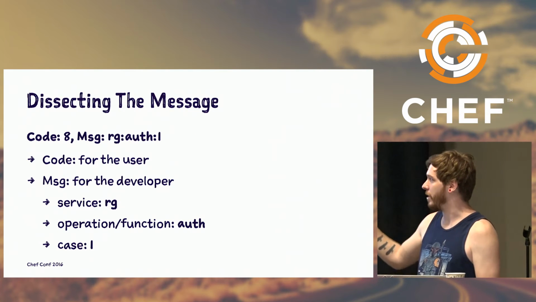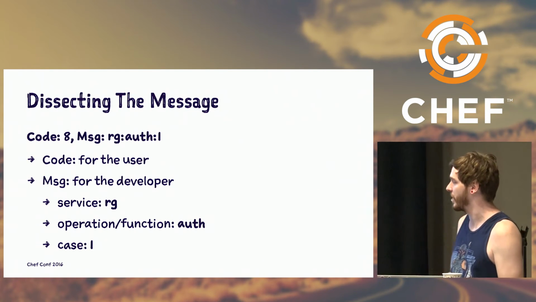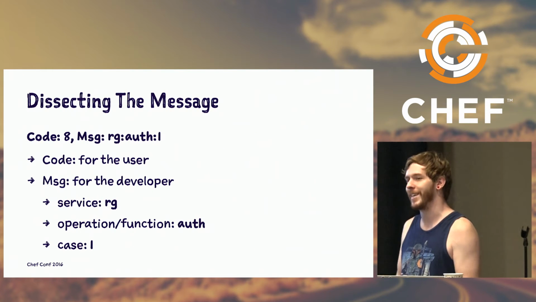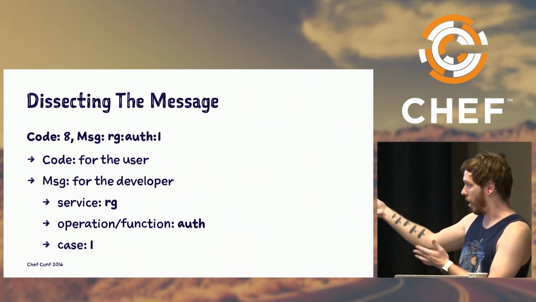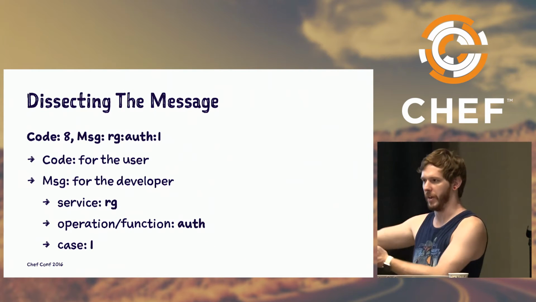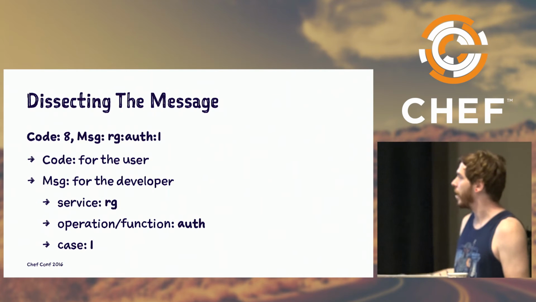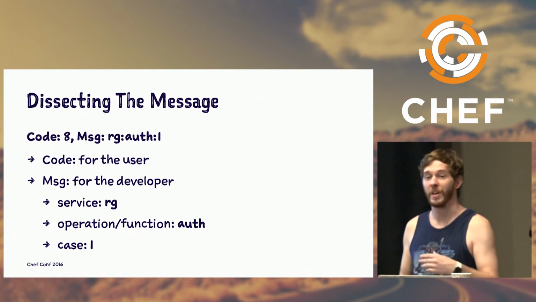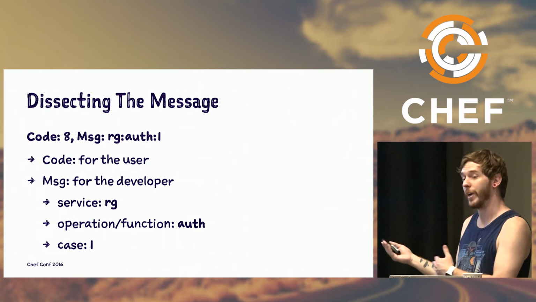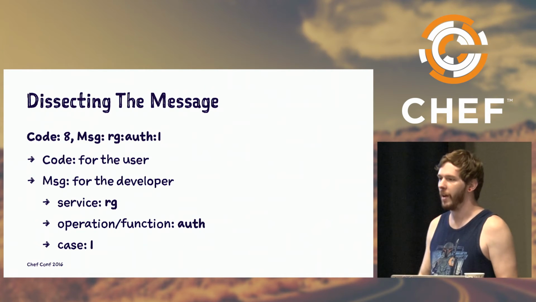It's composed of three parts. One is a 2-character code for the service. Two is what operation or function was happening at the time of the failure. And three is the case. So for instance, RG-auth1, I know means that we were unable to go talk to the external service to verify that your session was valid. You could also find that out by just grepping the source code, which makes this really easy to debug what happened in this large distributed system.